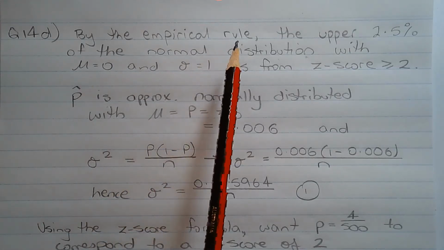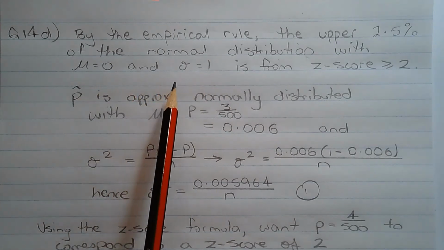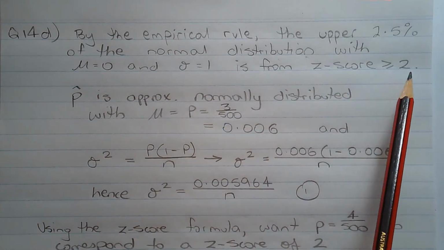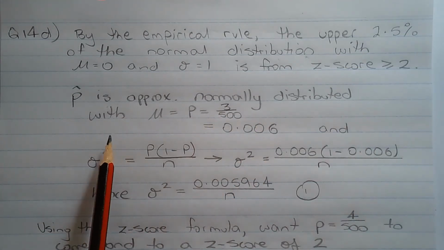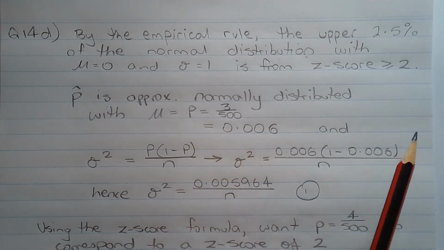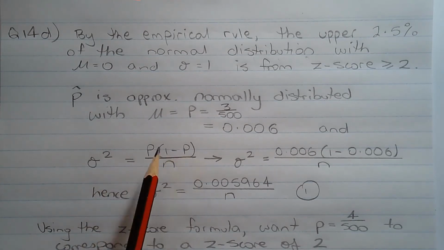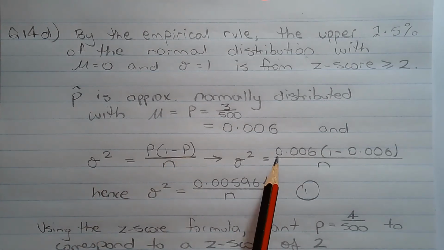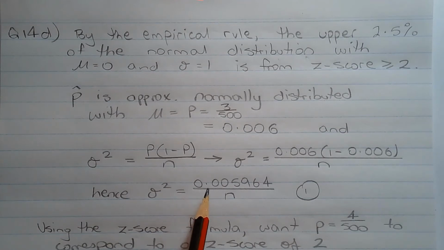By the empirical rule, the upper 2.5% of the normal distribution with mean 0 and standard deviation 1 is from a z-score greater than or equal to 2. P hat is approximately normally distributed with mu equals P, which equals 3 over 500, which as a decimal is 0.006, and the variance sigma squared is equal to P multiplied by 1 minus P over n, which equals 0.006 multiplied by 1 minus 0.006 over n, which equals 0.005964 over n, and we'll call that equation number 1.